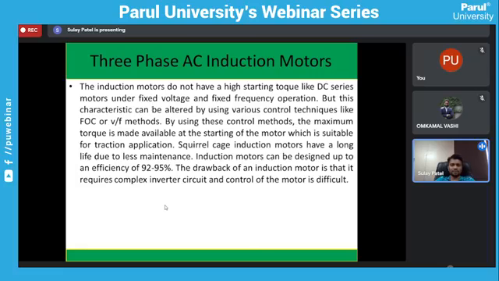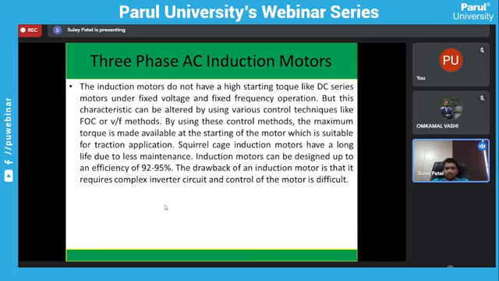Now, the three-phase AC induction motor. Induction motors do not have a high starting torque like a DC series motor under fixed voltage and fixed frequency operation. But these characteristics can be altered by using various control techniques like FOC or a variable frequency method. By using this control method, the maximum torque is made available at the starting of the motor, which is suitable for traction applications. Squirrel cage induction motors have a long life due to less maintenance.